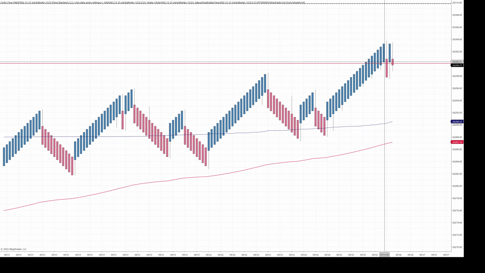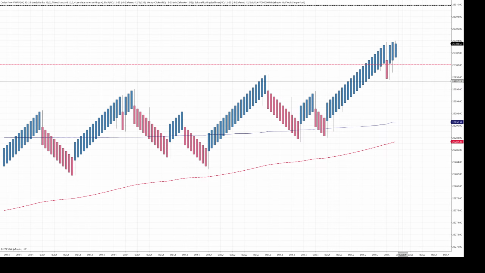At this point, I didn't take this bearish signal because it was above 300. And I'm not taking this bullish signal either. So I'm just going to wait it out.